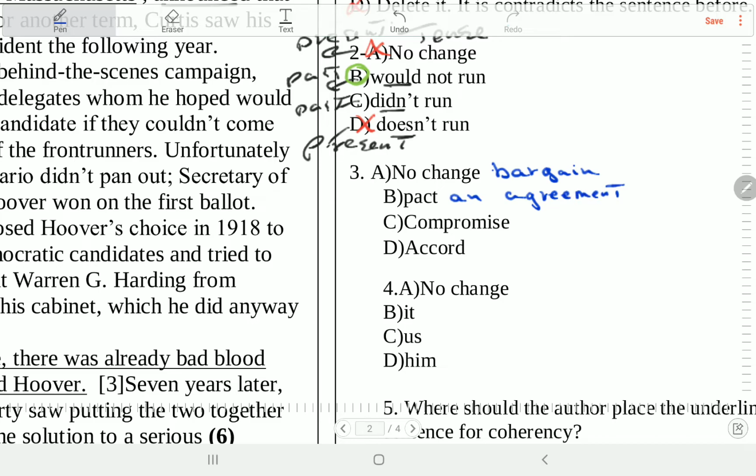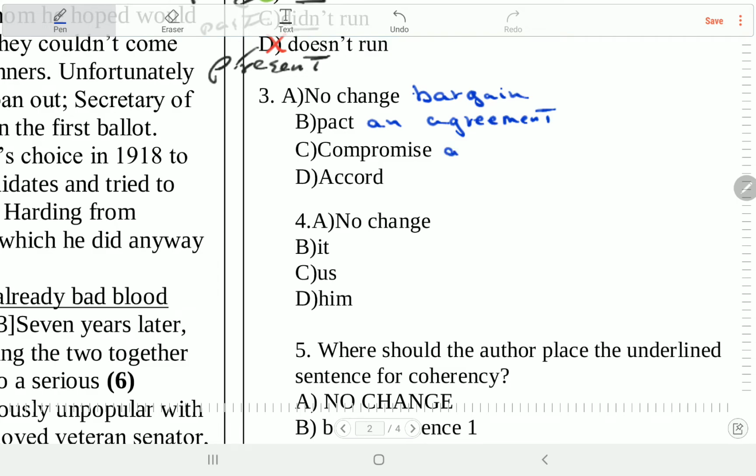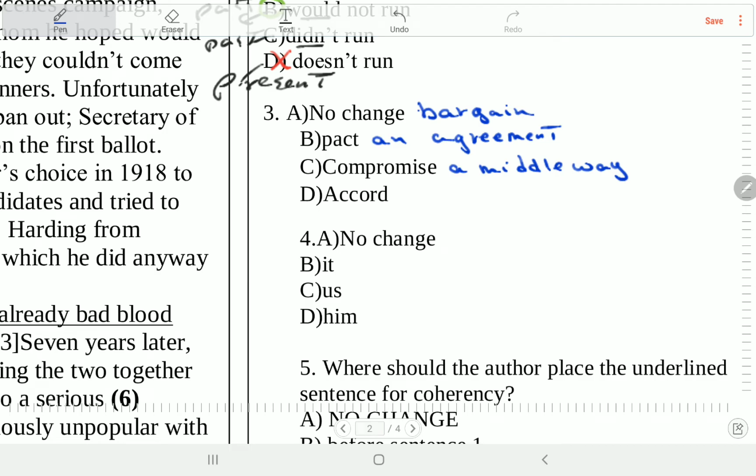Compromise means a middle way between two extremes. What does between two extremes mean? For example, you would like to leave the house and go to a party. Your father said no. You wouldn't leave. So we have two extremes. Yes, I want to leave. No, I wouldn't leave. A compromise is a middle solution. So okay, you can leave but come early. This is a compromise.